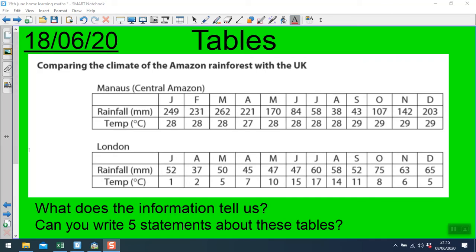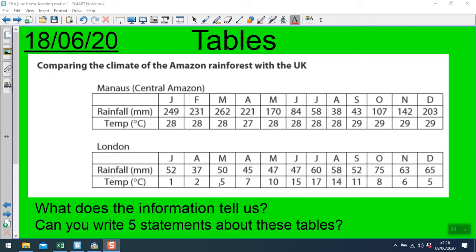What does the information tell us? Can you write 5 statements about these tables? And I'll give you a couple of examples. So I could write that the temperature in January, February, March, May, June, July and August was 28 degrees Celsius in Manaus. I could say in London the temperature in March was 23 degrees lower than it was in Manaus.